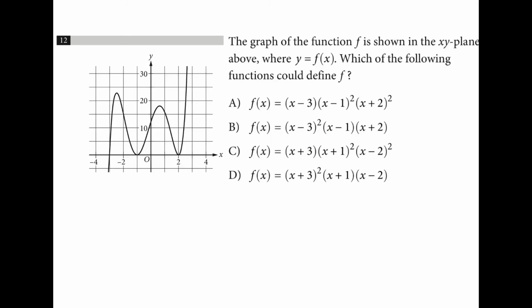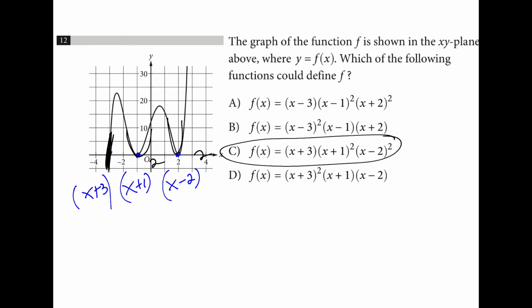So we're looking for zeros at 2, which is x minus 2, here at -3, which is x plus 3, and here at -1, which is x plus 1. Notice the difference where this one just straight up crosses the x-axis, and these two approach and bounce back. We're going to square those, and that's why the answer is C.